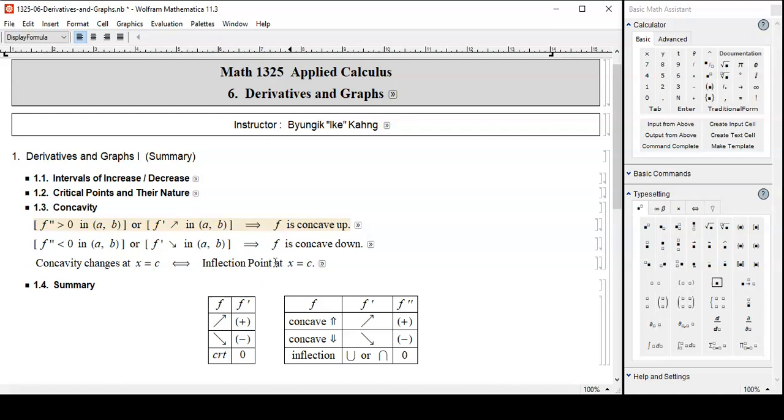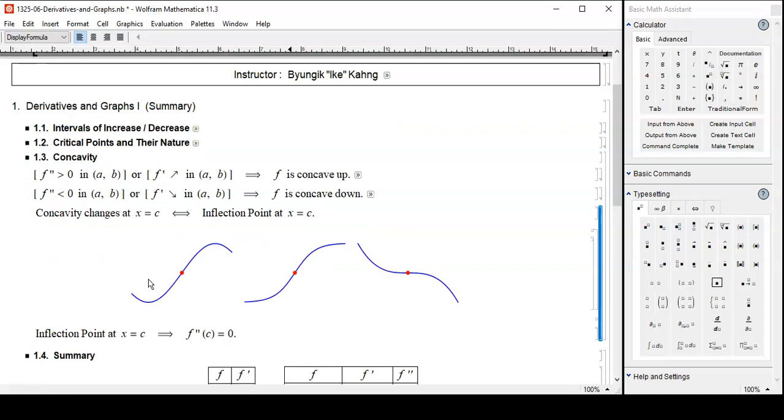Now, there's something called an inflection point. What do you mean by inflection point? An inflection point is the point where concavity changes, like this. Used to be concave up. Now, after this, concave down. Used to be concave up. After this, concave down, like that.